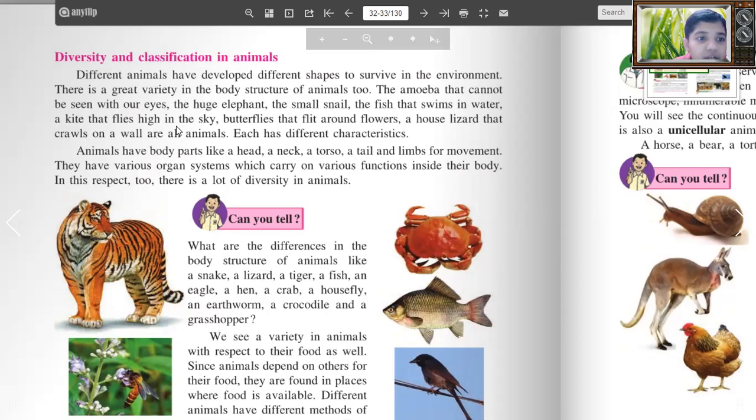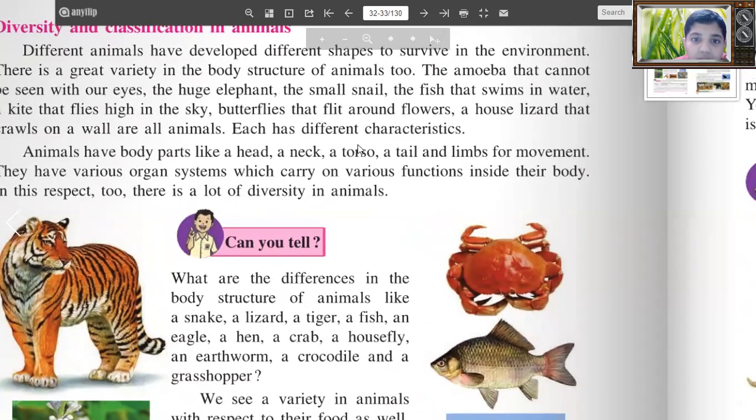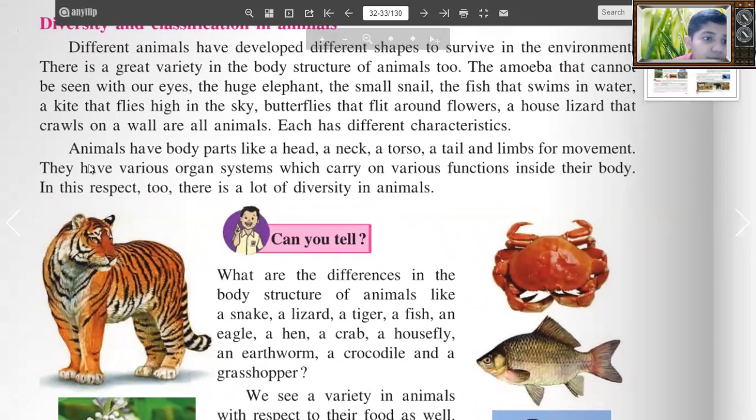Each has different characteristics. Animals have body parts like head, neck, torso, tail, limbs for movement. They have various organ systems which carry on various functions inside their body. In this respect, there is a lot of diversity in animals.